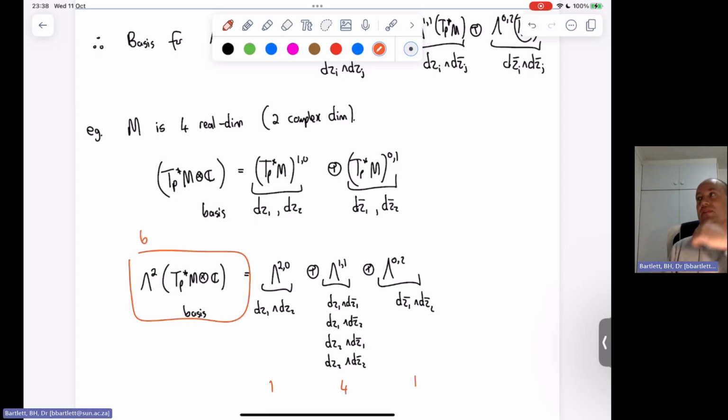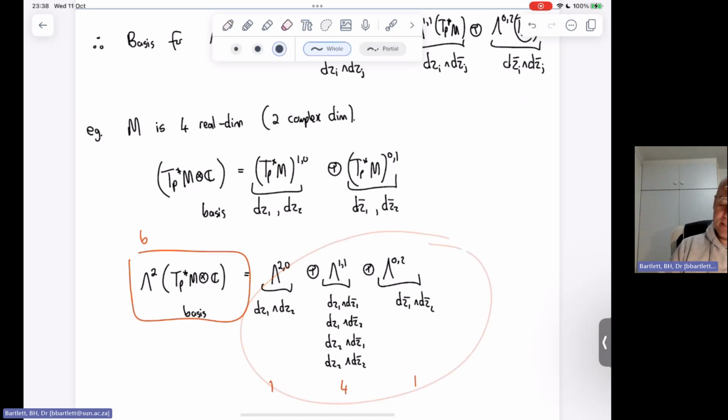Okay, so notice, if I count them all together, I get 1, 4, and 1, so it's 6-dimensional, which makes sense, because if I've got a 4-dimensional vector space and I consider its second exterior power, then it's going to be a 6-dimensional space. And I've split up that 6-dimensional space like this now.